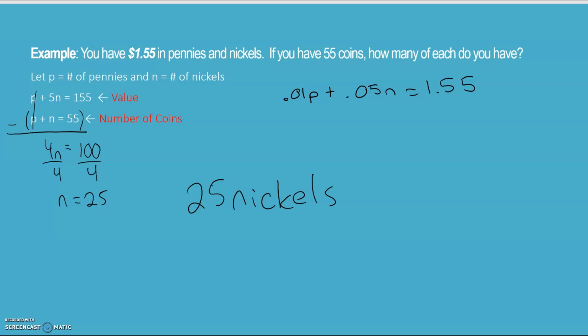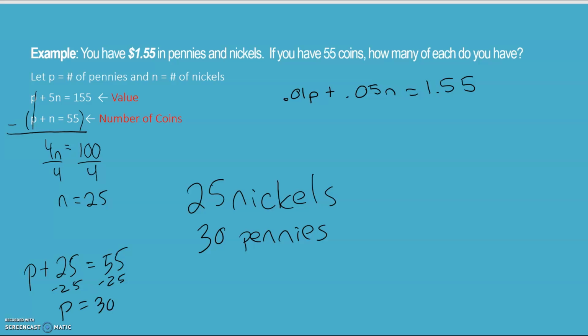Okay, if I have 25 nickels, then I can go back to either equation, and in this case, I think the second equation is easier, and I can say, well, what is p plus 25 equals 55? This goes back to our splats, right? If I gave you one of the values, you can easily figure out the other value. So p equals 30. So that'd be 30 pennies.